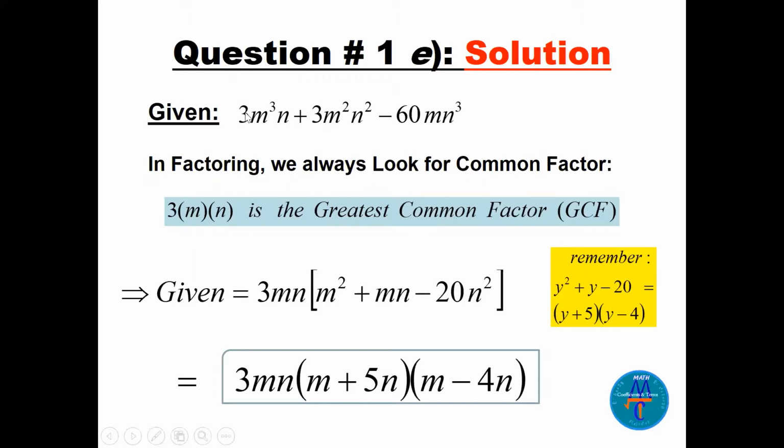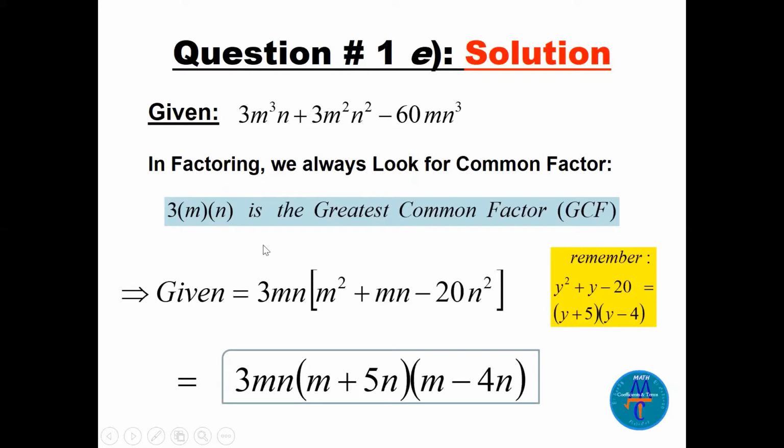So 3 is the common here, 3, 3, and 60. So there's a 20 here. And then m cubed, m squared, and m. So there is m, the smallest power. There is n power 1, n squared, n cubed. So I take also n. So 3mn. See, this is the way we write it here. 3mn. Now, what's left?